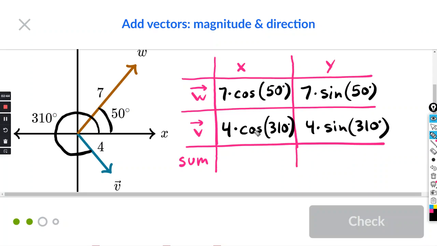Now, I'm going to add these together on the calculator and put the sum here. Remember, they said we could use the round to the nearest hundredth for the intermediate calculation. So I'm going to round off to 2 decimals in both cases here. Okay, on the calculator, I did 7 cosine of 50 plus 4 cosine of 310, and I got 7.07. And adding 7 sine of 50 plus 4 sine of 310, I got 2.30. Okay, of course, make sure you're set to degrees.